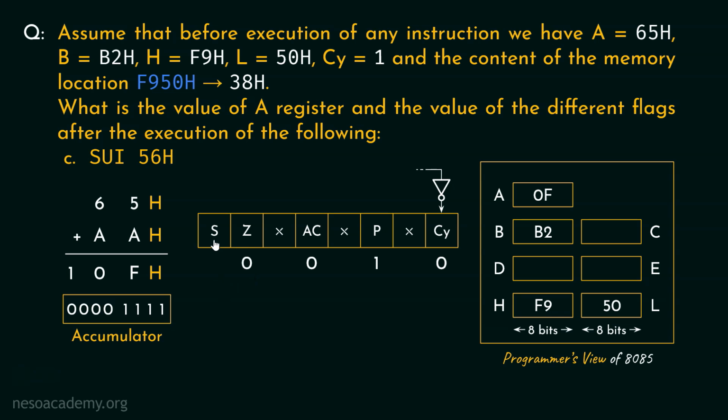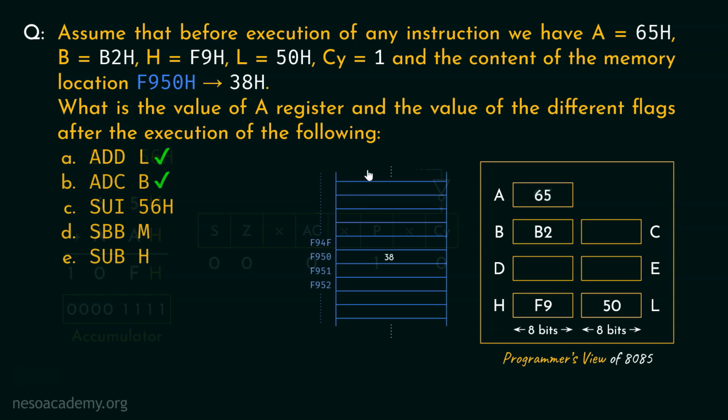What about the sign flag? Notice the most significant bit within the accumulator register. It is 0. So clearly, the sign flag will also be reset to 0. So if within the accumulator register, at first we have the content 65H, and thereafter if we execute the instruction SUI 56H, by the end of the operation within the accumulator register, the value 0F will be there, and in the flags register, only the parity flag will be set. And this is what we were supposed to find out, right? So we are done with the execution of the instruction SUI 56H.